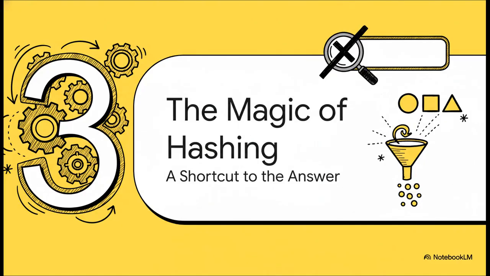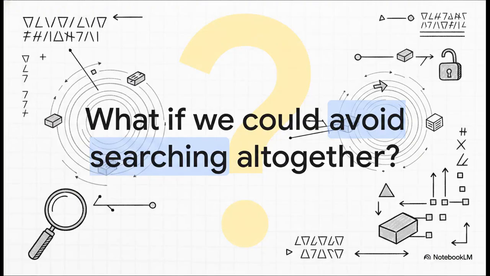This is where computer scientists got really clever. They took a step back and realized, hey, maybe the goal isn't just to make searching faster. Maybe the real goal is to get rid of searching altogether. I mean, think about that question. It's a total game changer. What if instead of having to look for our data, we could just know where it is?